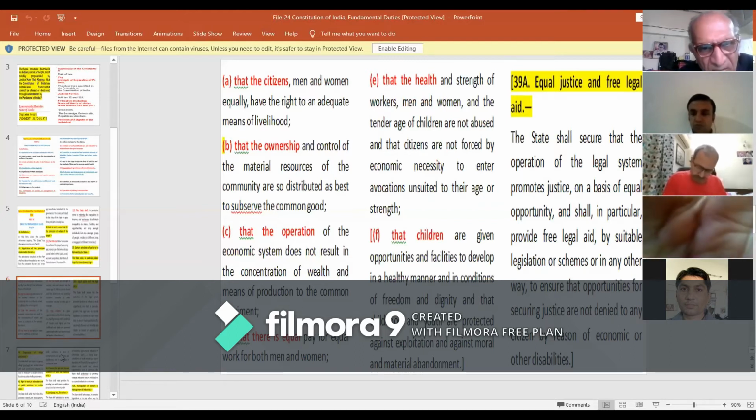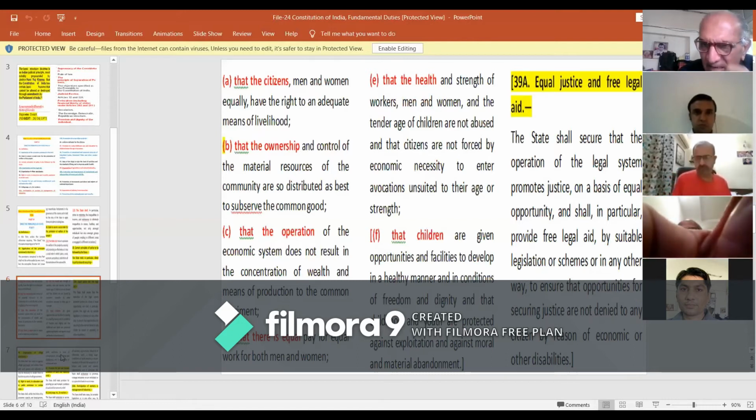The fourth is that there is equal pay for equal work for both men and women. Now see, the first value and the fourth value are both complementary and supplementary, but simultaneously both are independent as well. Let us reread that the citizens, men and women, equally have the right to an adequate means of livelihood. That is an opportunity. There is an opportunity which shall be equal. And here are the payments.